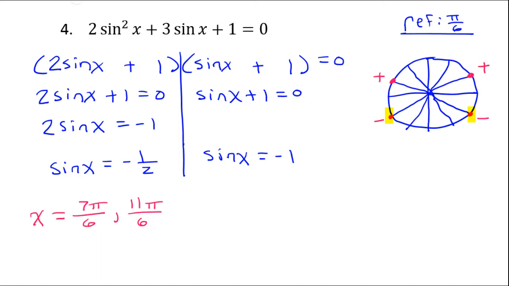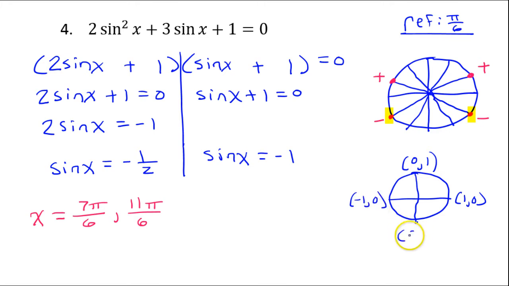Well, for that, we are talking about quadrantal angles. So I'm going to draw another diagram showing my quadrantal angles. This is 1, 0. This is 0, 1. This is negative 1, 0. And this is 0, negative 1.